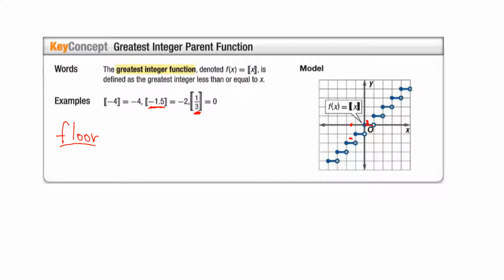We haven't fully made it to negative 1 yet, so we fall back to negative 2. And then, of course, if you're at an integer, you just stay at that integer. One way you may see me write this is like this. That's how I write the floor function.